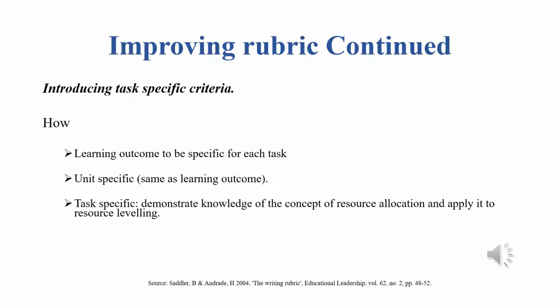Example of a learning outcome: demonstrate and apply knowledge of concepts and principles related to resource leveling in engineering project management. Unit-specific criteria are the same as mentioned in the learning outcome, but the task-specific criteria would be, for example, demonstrate knowledge of the concept of resource allocation and apply it to resource leveling.